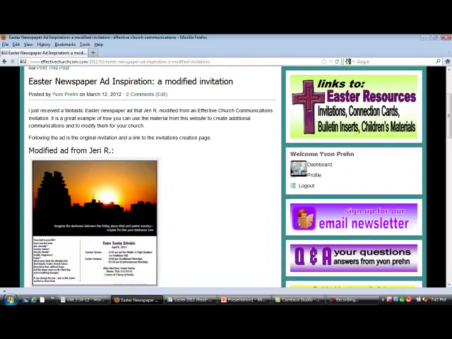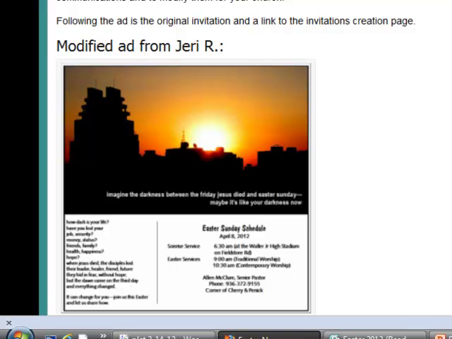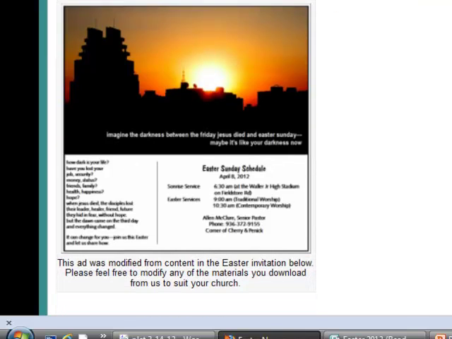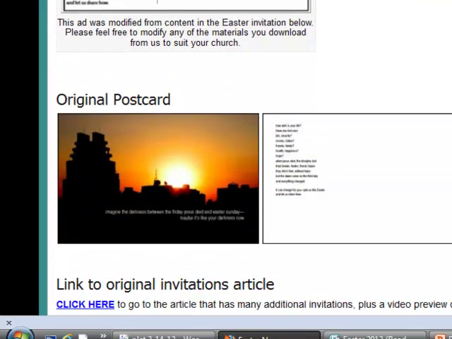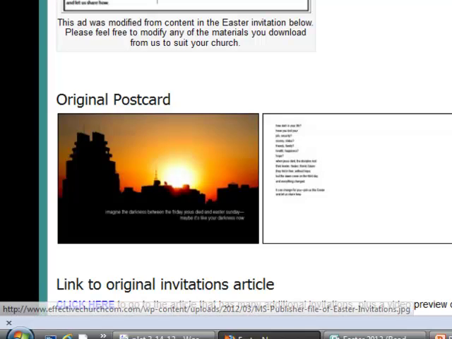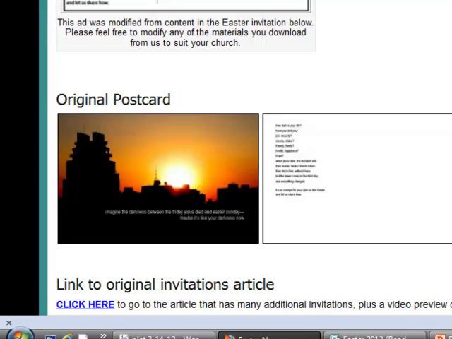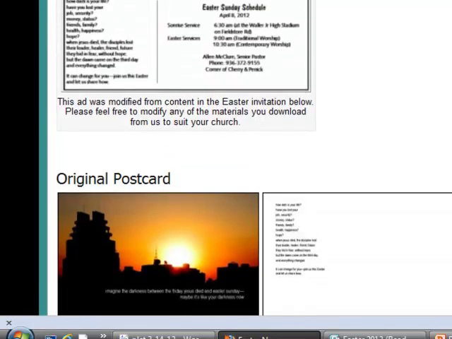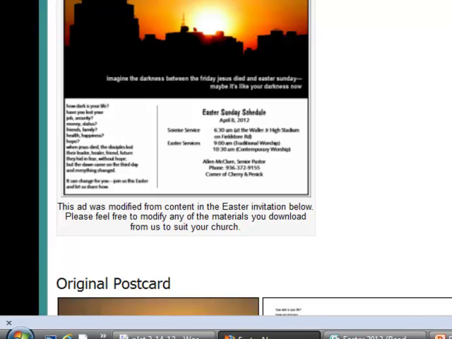We received a wonderful sample from a reader of Effective Church Communications, and Jerry sent us this ad right here that she was going to be using in the newspaper to talk about their church service. And what was neat about it is she had taken a postcard that we'd posted on the website that people could use for an Easter invitation, and she just reworked it a little bit and came up with really a wonderful ad.